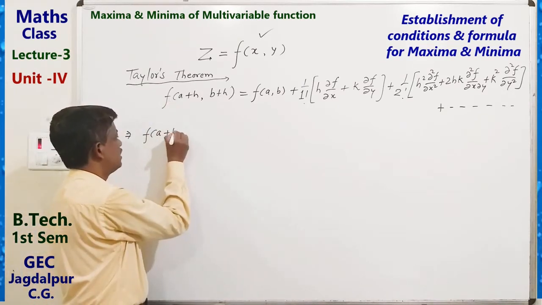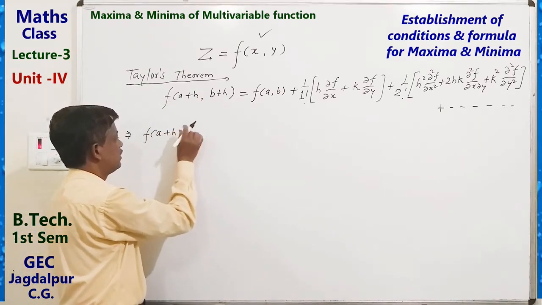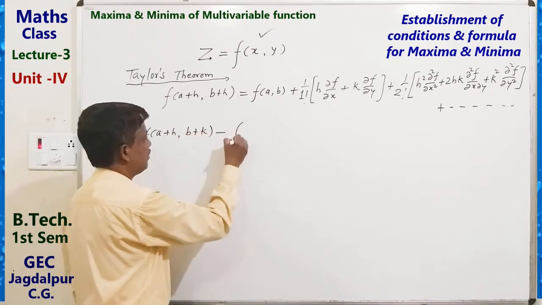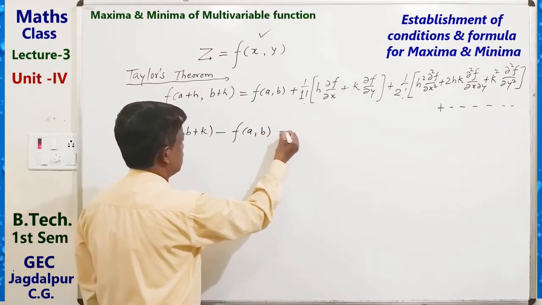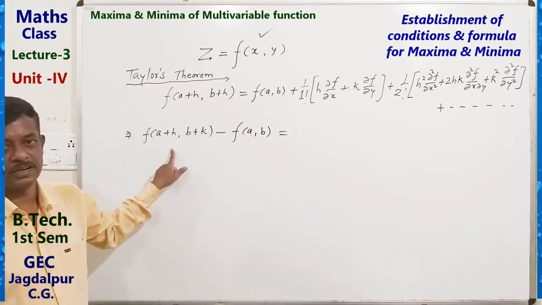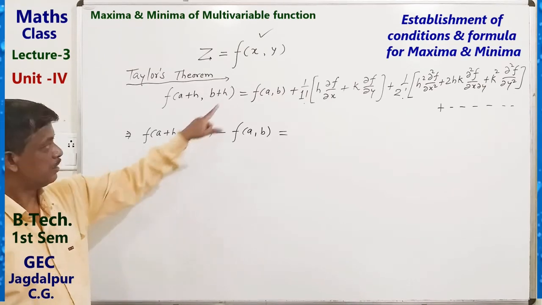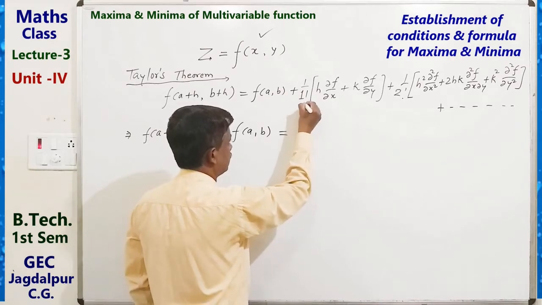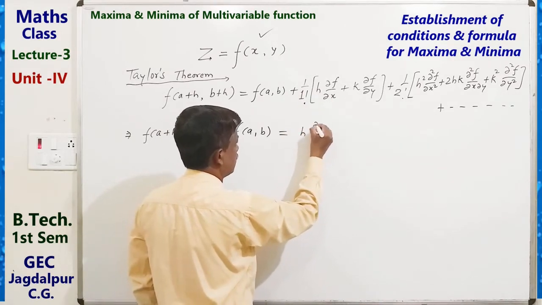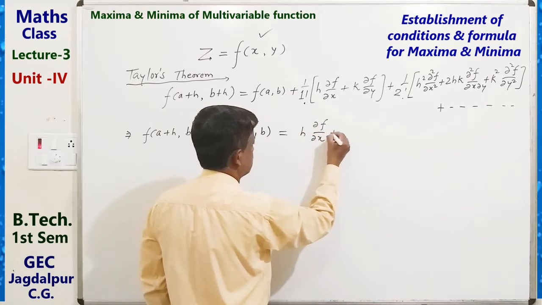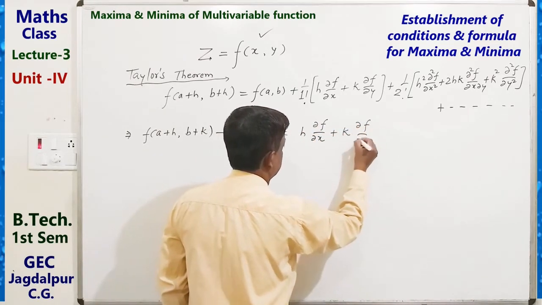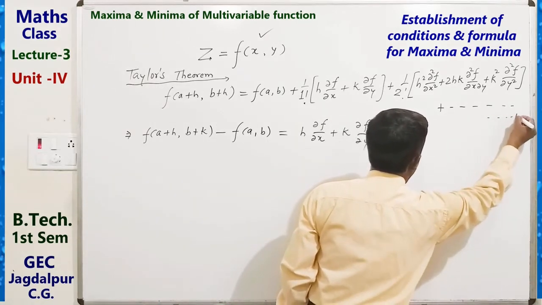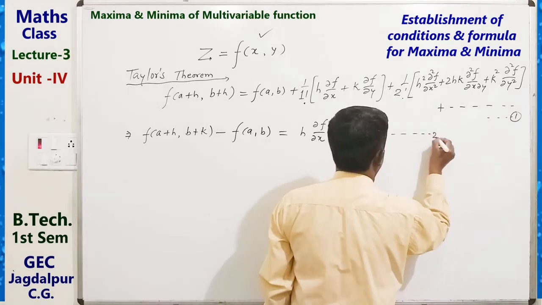f(a plus h, b plus k) minus f(a, b), just transferring on the left hand side this quantity, and right hand side 1 factorial 1, so h del f by del x plus k del f by del y. This is equation 1, this is equation 2.